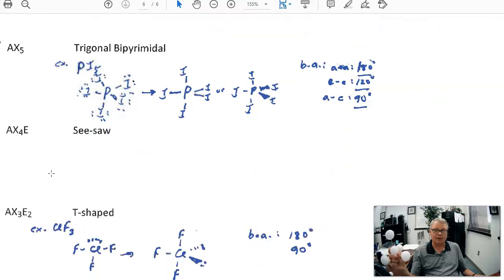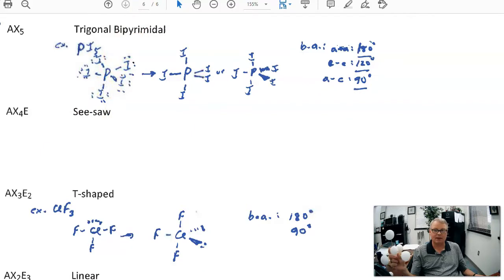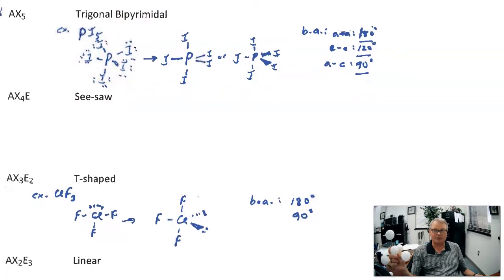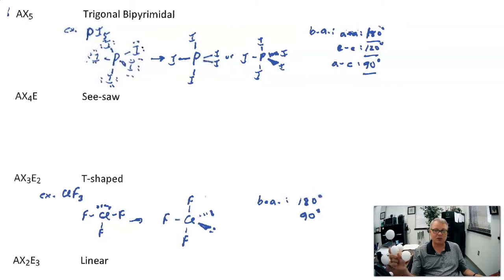All right. Next family. That would be your AX5. AX5 stands for 5 shared pairs, no unshared pairs on the central atom. A good example of that would be phosphorus pentaiodide. Everything on this back page, by the way, what they have in common is they're all expanded octet molecules. Obviously, if I have 5 pairs of electrons around the central atom, I have more than 8 electrons. So phosphorus pentaiodide, PI5, would be an example of that. Dot structure-wise, it looks like this.